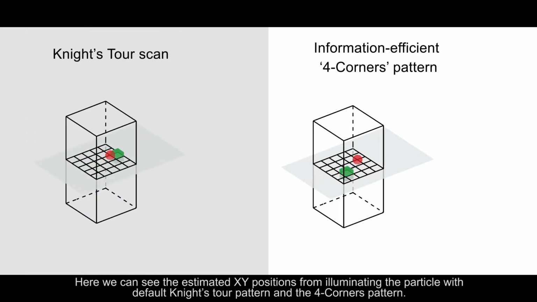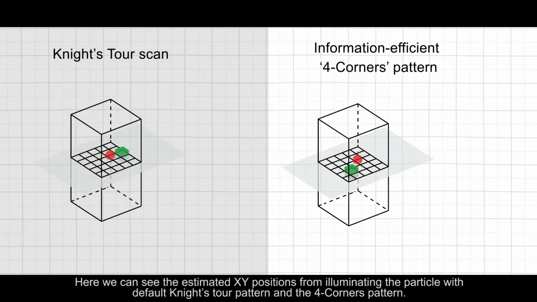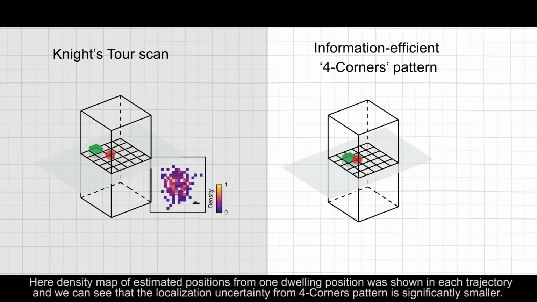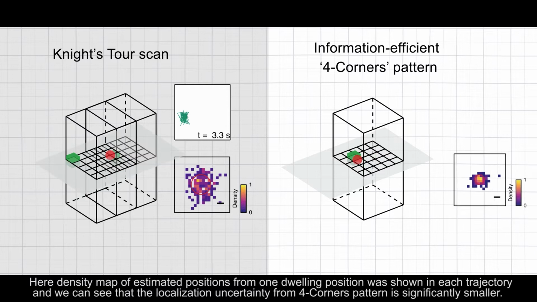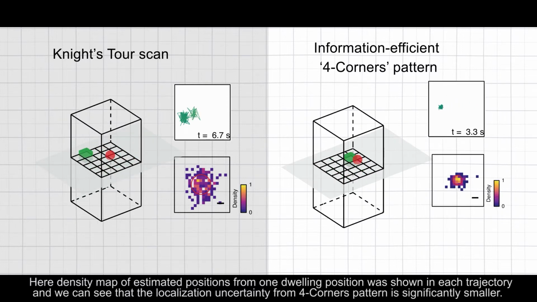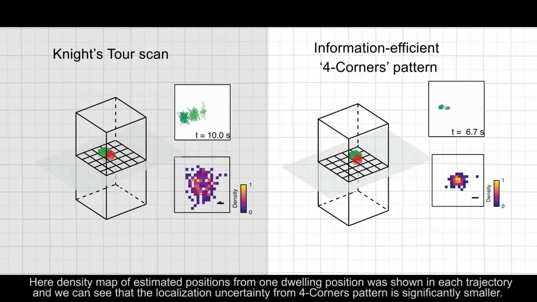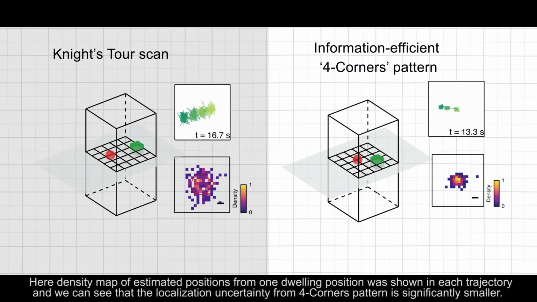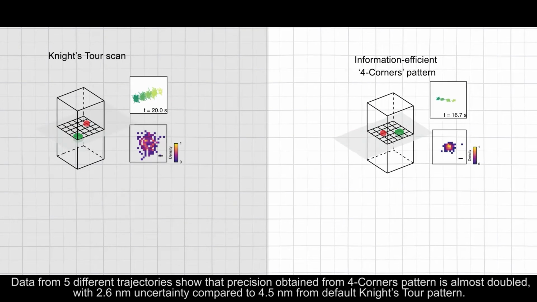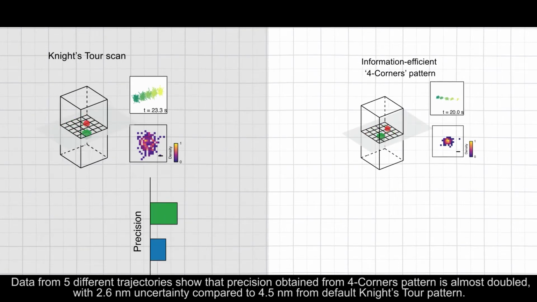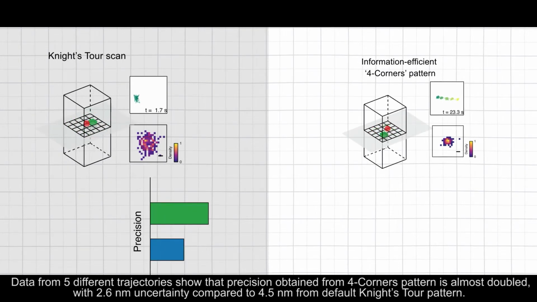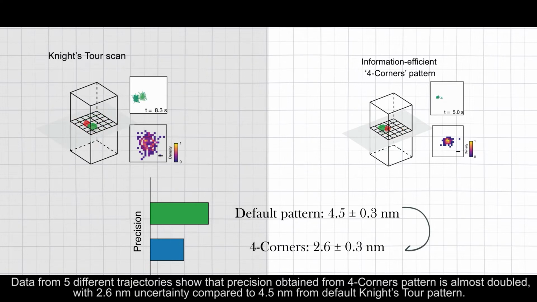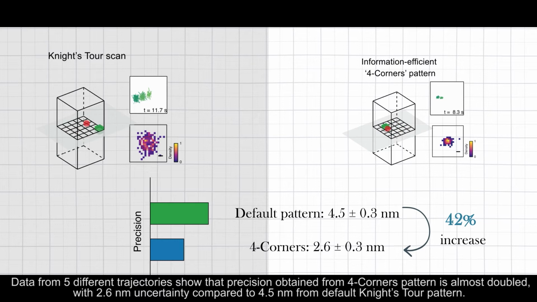Here we can see the estimated XY positions from illuminating the particle with the default Knight's Tour pattern and the 4 corners pattern. A density map of estimated positions from one dwelling position is shown in each trajectory, and we can see that the localization uncertainty from the 4 corners pattern is significantly smaller. Data from 5 different trajectories show that precision obtained from the 4 corners pattern is almost doubled, with 2.6 nanometer uncertainty compared to 4.5 nanometer from the default Knight's Tour pattern.